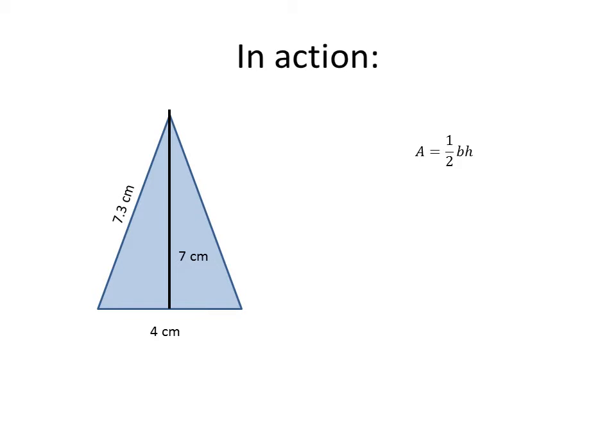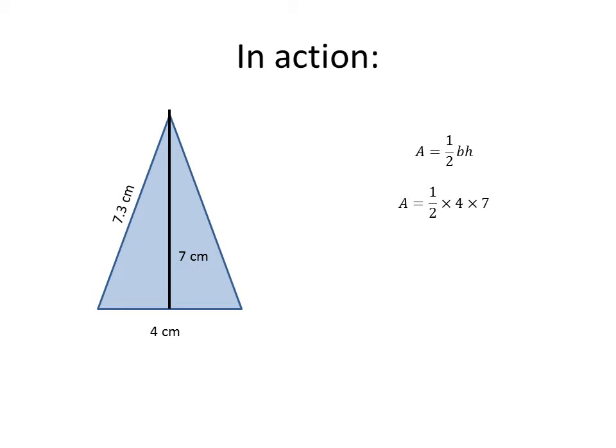The 7.3 centimeters and the 4 centimeters do not meet at a right angle. Okay, that's an acute angle. The 7.3 centimeters and the 7 centimeters meet up at the very top. That's also not a right angle. So the two that meet at a right angle are the 4 centimeters and the 7 centimeters. So those are our base and our height.